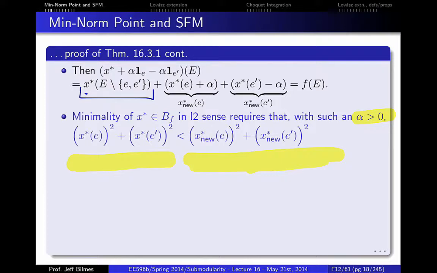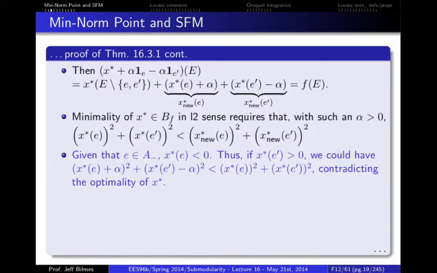So that's using the optimality of x. Now we're going to use this optimality property to prove something about the valuation of x star e prime, the original x star e prime. So we had that we chose e to be in A minus, which basically said that x star e was strictly negative, because it was chosen from A minus. And we're going to prove that x star e prime also has to be strictly negative.